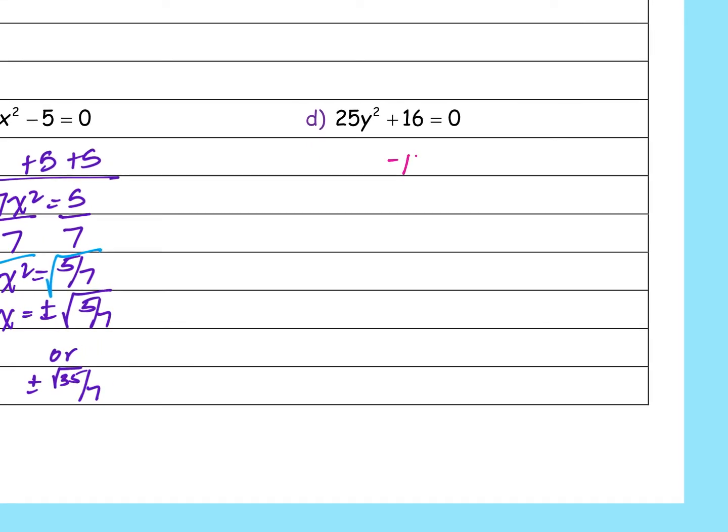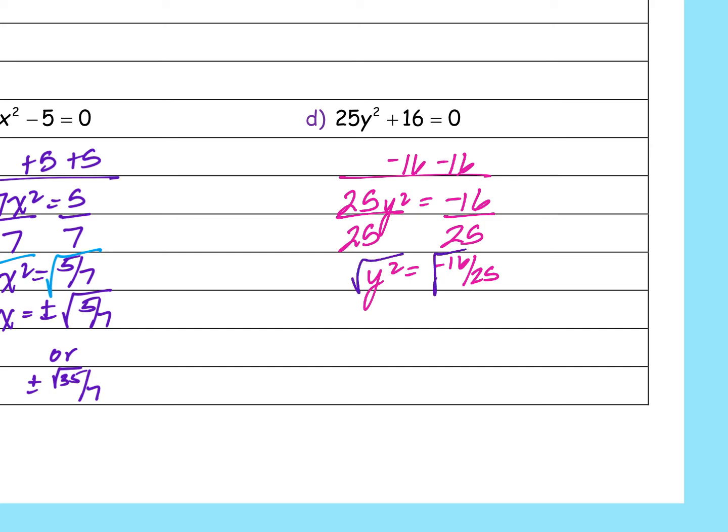D, I'm going to subtract 16. And I get 25y squared equals negative 16. Divide by 25. Y squared is going to be negative 16 over 25. Square root. So y is going to be, let's see, that's 4i, plus or minus, sorry, 4i divided by 5.